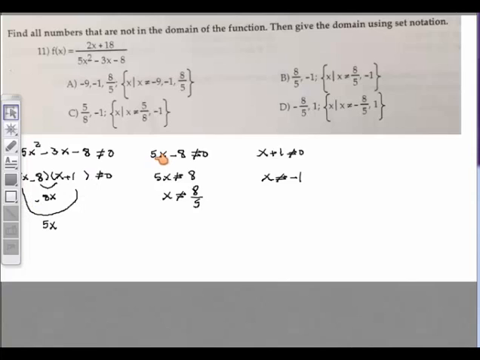And once you do that, you just solve each of these parentheses individually and say, okay, x cannot be equal to 8 over 5, x cannot be equal to minus 1, and it looks like the correct answer here would be D.